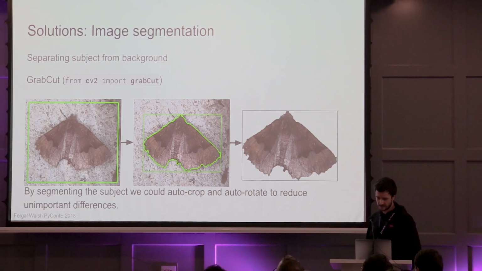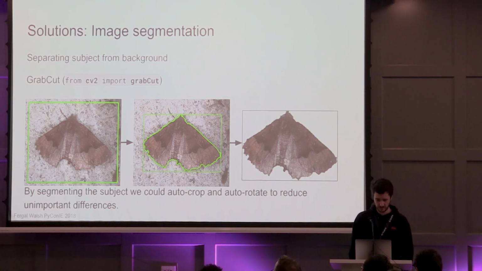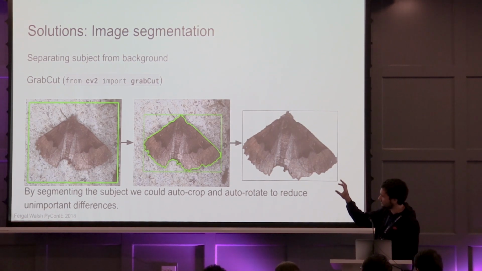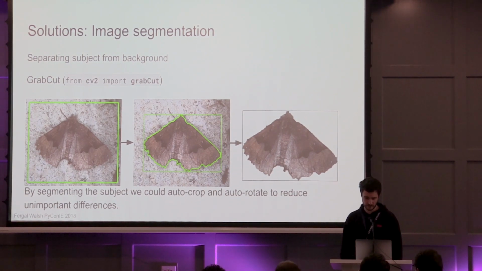And then we started looking into image segmentation techniques. So can we automatically separate the subject from the background? And we came across this amazing technique called GrabCut, which does this. You draw a bounding box around the object in your image, and in this image we just made the bounding box a tiny bit smaller than the actual image. And it uses the information of what's outside the bounding box and what's inside the bounding box to work out what is foreground and background.